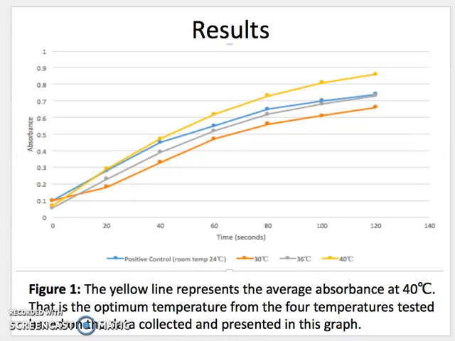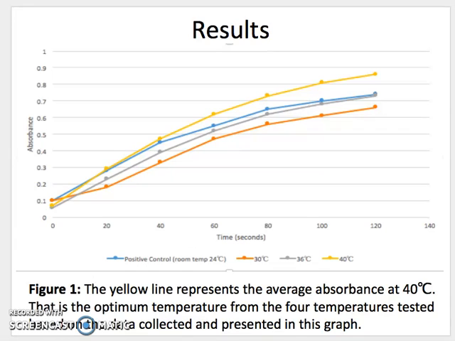The results. This first graph is our line graph, and it is a representation of the change in absorbance of the peroxidase reaction over the 120 seconds measured by the spectrophotometer. There are 4 different lines, each of which represent the absorbance at 4 different temperatures. The blue line represents 24 degrees Celsius, our control test. The orange is at 30 degrees Celsius, the gray is at 36, and the yellow line represents 40 degrees Celsius.